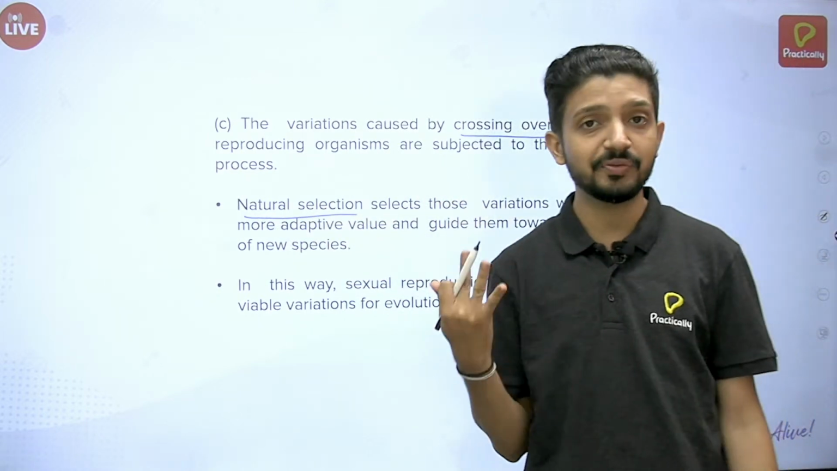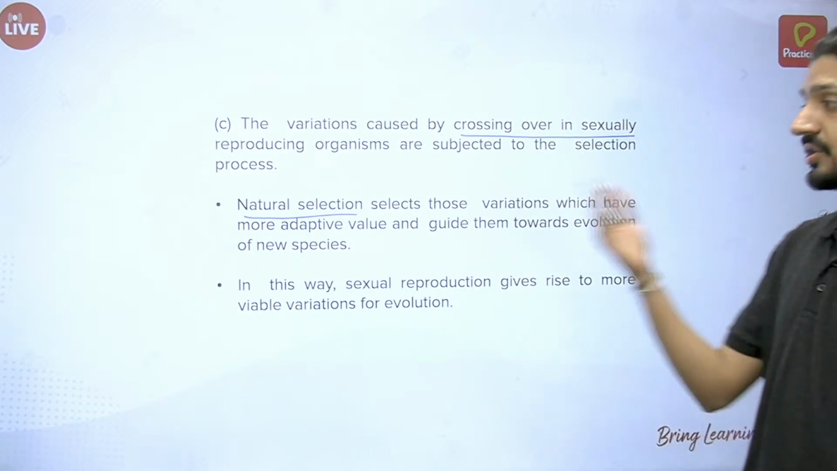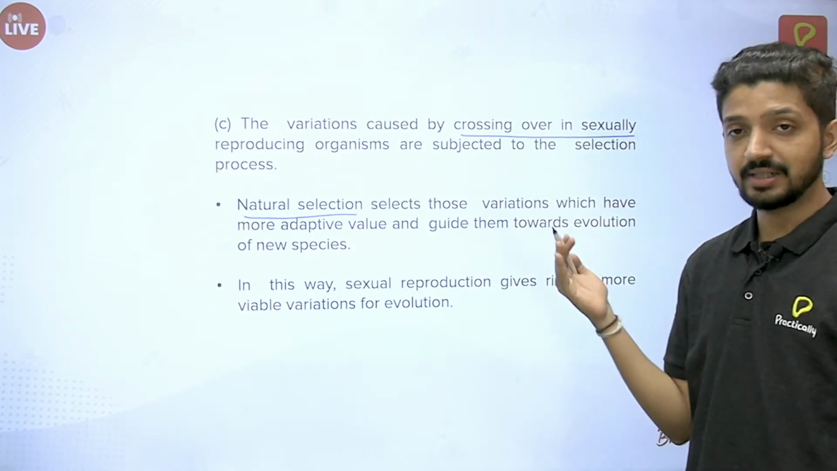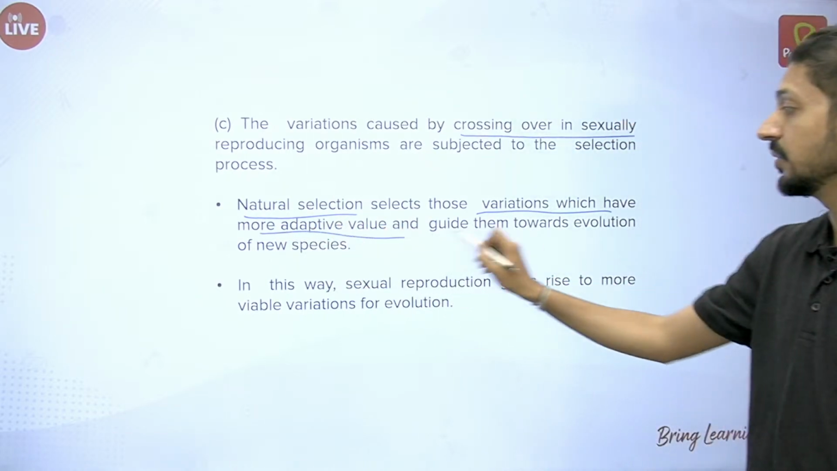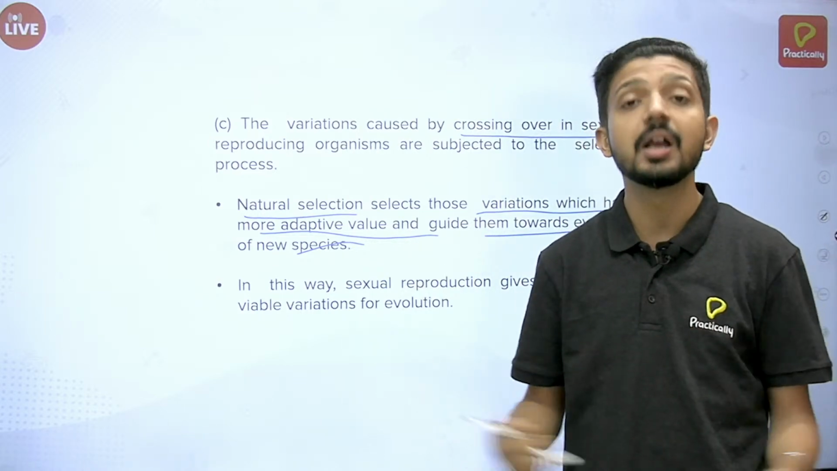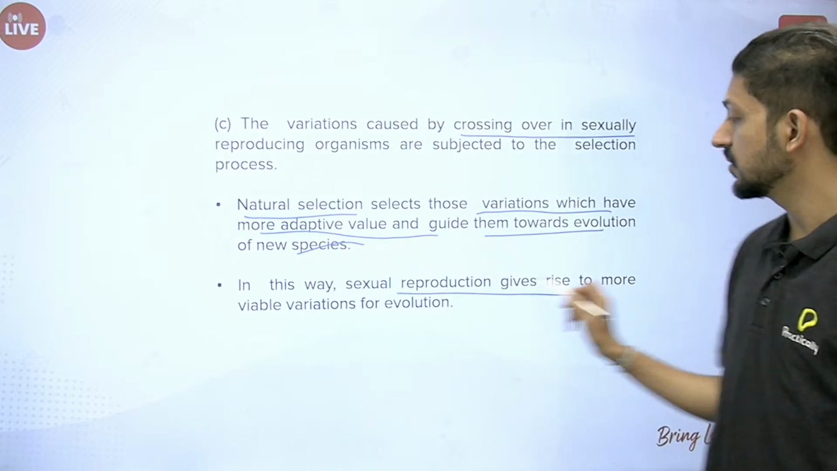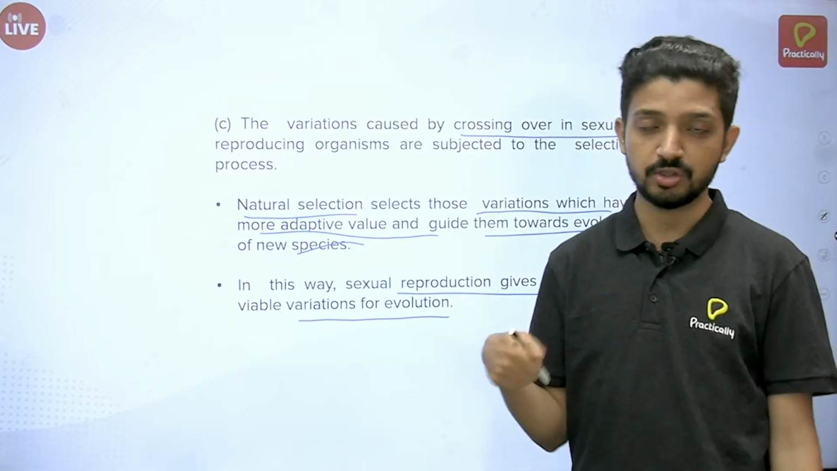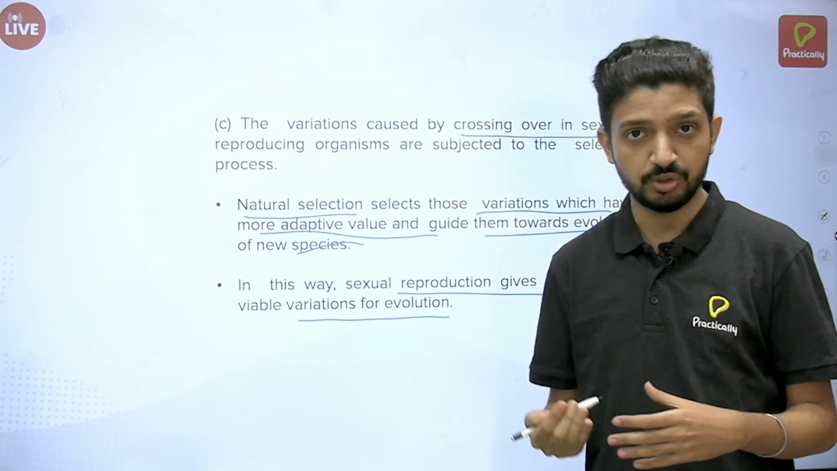So the third part of question was how it is connected with evolution. Okay. So natural selection, we know the process of natural selection given by Darwin, which selects those variations which have more adaptive value and guides them towards evolution, towards new species which are more adaptable and stronger to survive. And in this way, sexual reproduction gives rise to more variations for evolution. So sexual reproduction is the one which has played a very important role in the process of evolution.